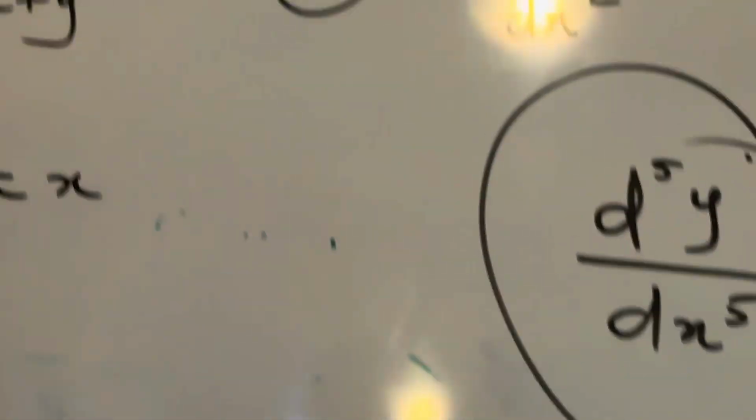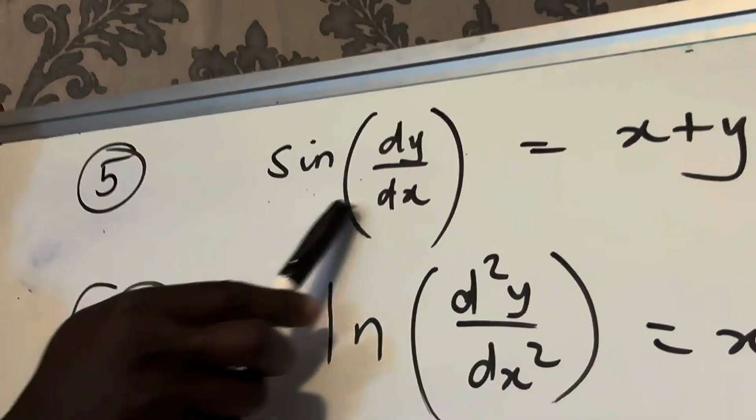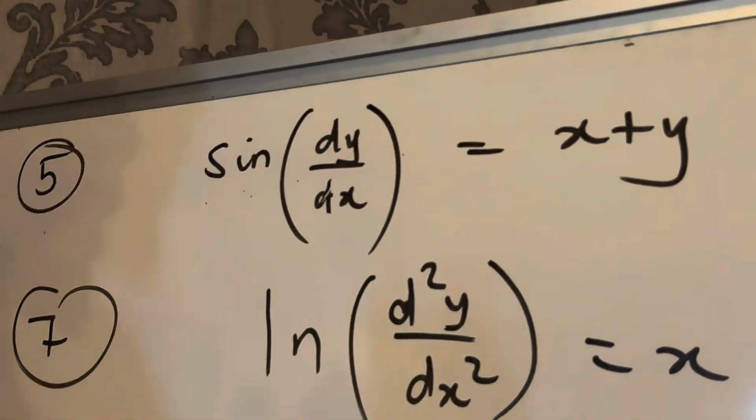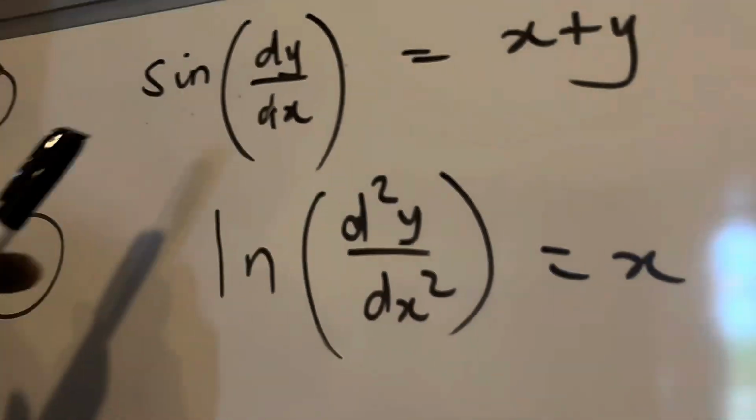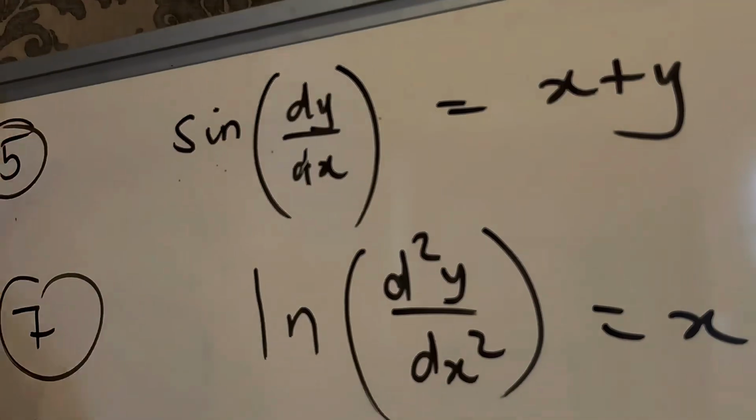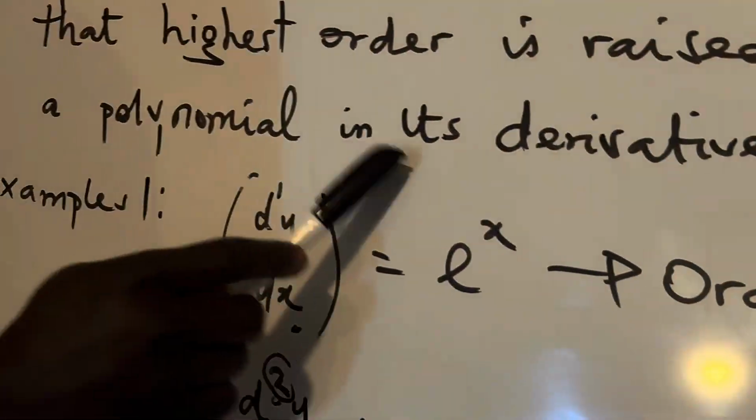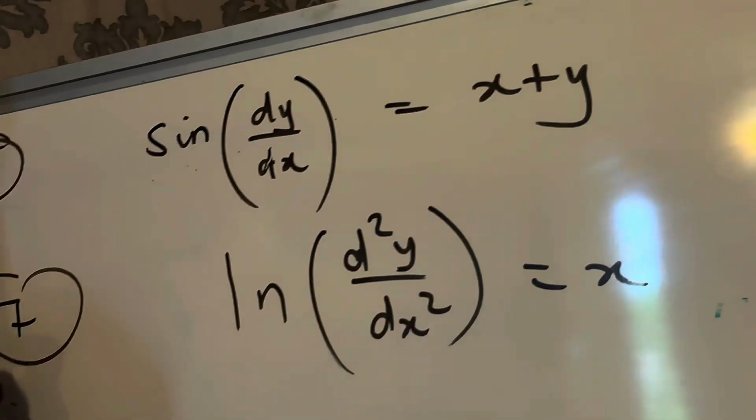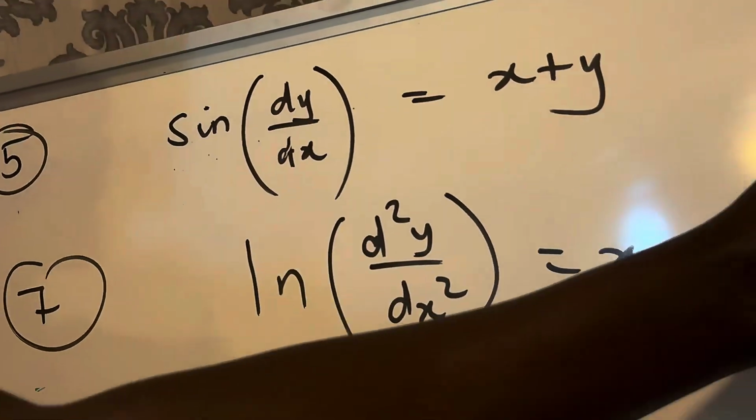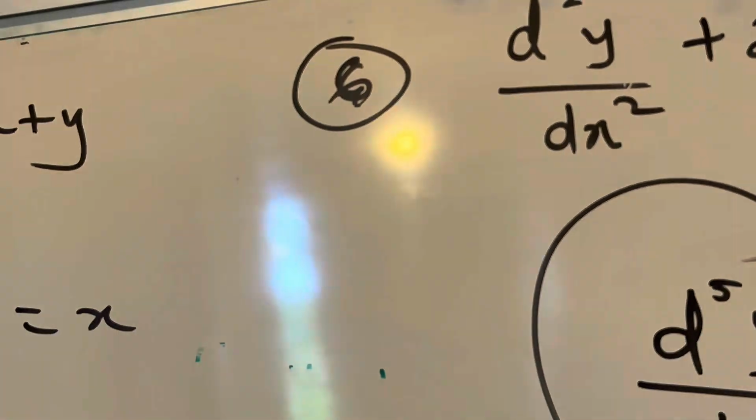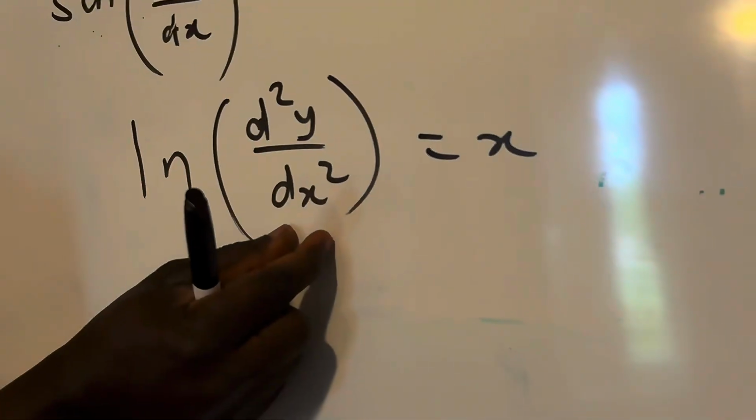Now, in some cases, degree will not be determined if it's not expressed in a polynomial form, as stated in the definition earlier, provided that the equation is written as a polynomial in its derivatives. So in this example we have on the board, we have example 5, 6, and 7. This is second order, this is first order, and this is second order differential equation.